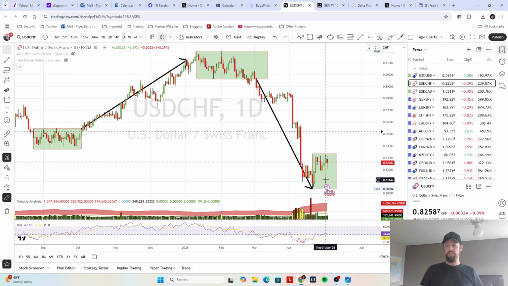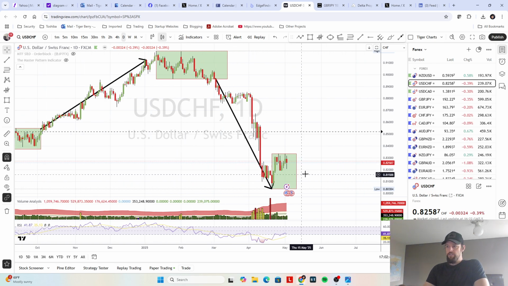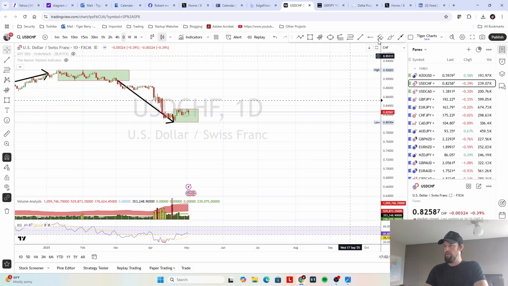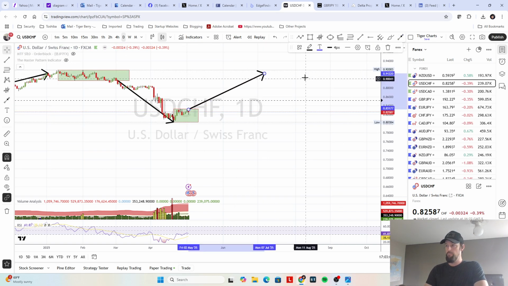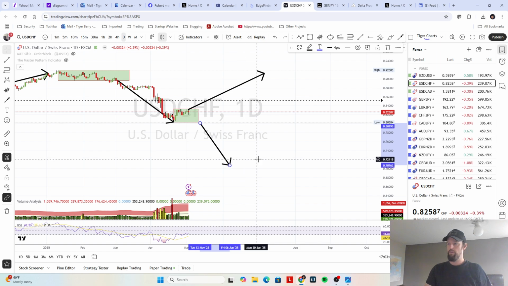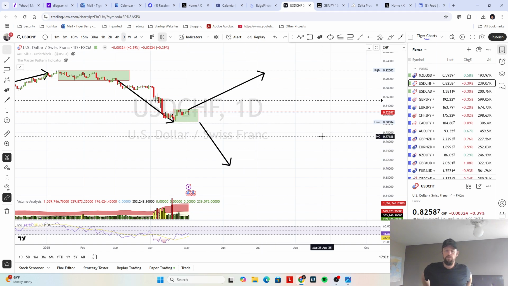This could be a continuation. It could keep going down. We don't really know until we get some manipulation from the big banks, and they'll determine where price goes based off where liquidity is. I'll just zoom out here. Once price leaves, it could go up. We don't know. What if price comes down to the bottom of the box and leaves from the bottom and goes down? We don't know that yet.